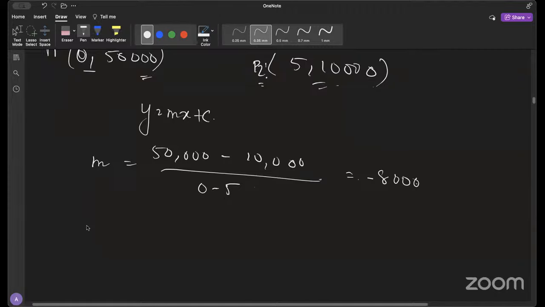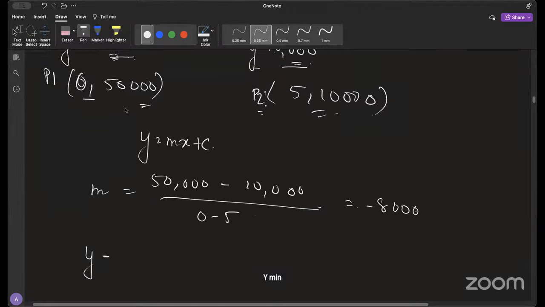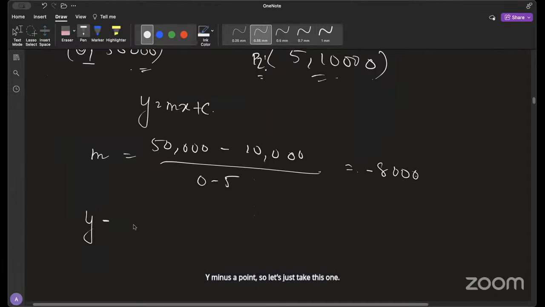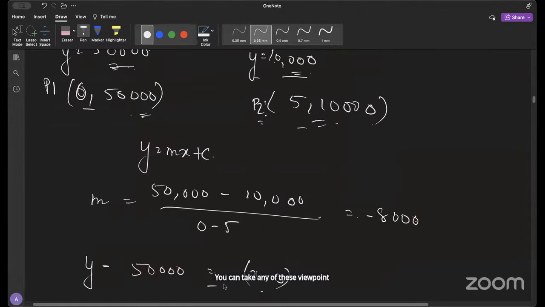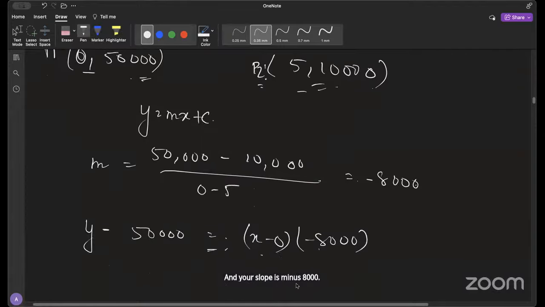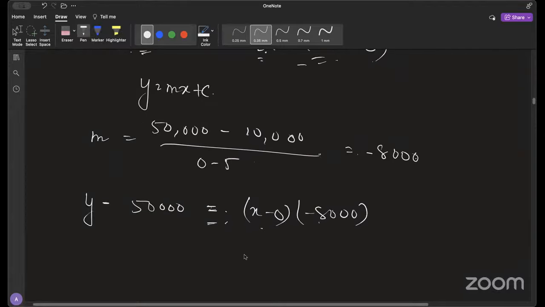And then y minus a point. So let's just take this one, y minus 50,000, and x minus 0. You can take any of these 2 points for the equation. And your slope is minus 8,000.